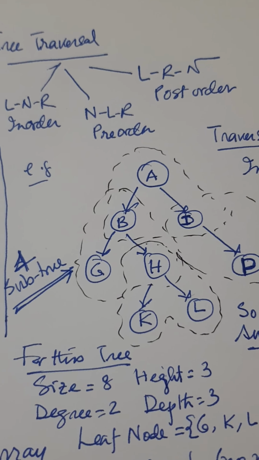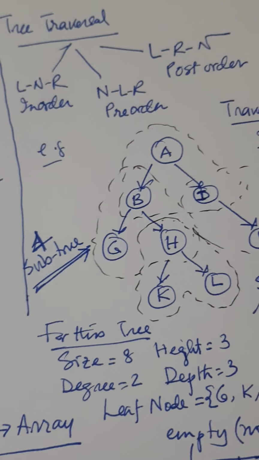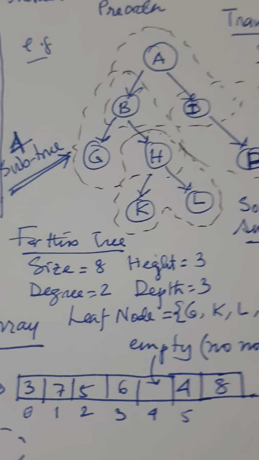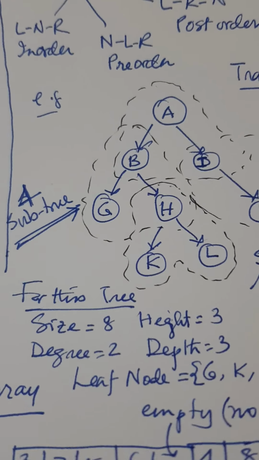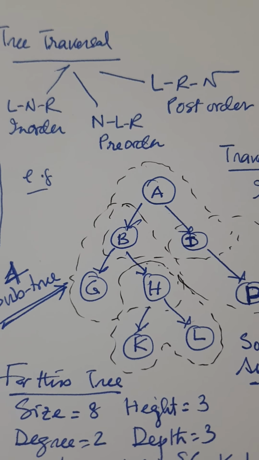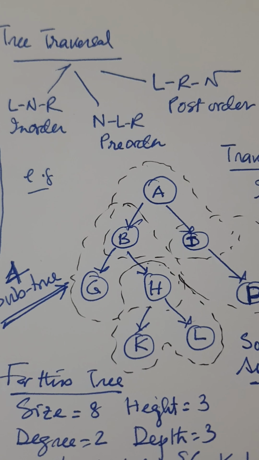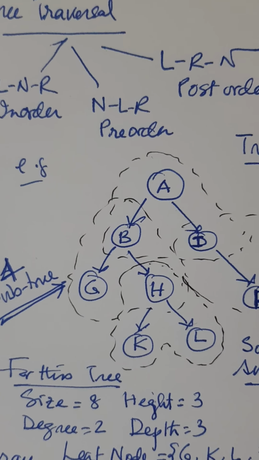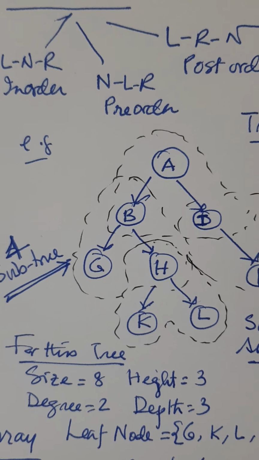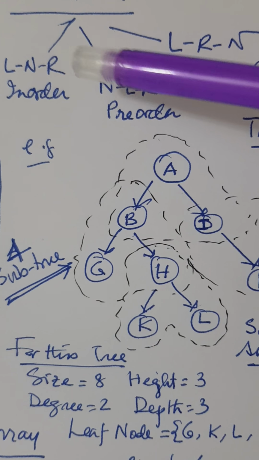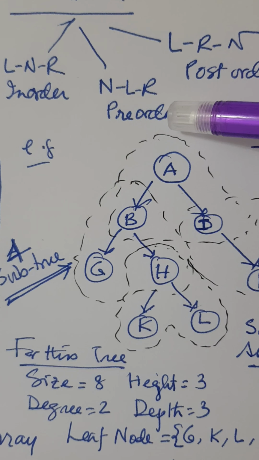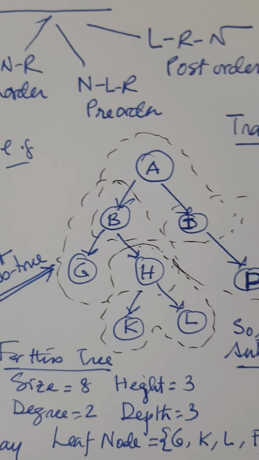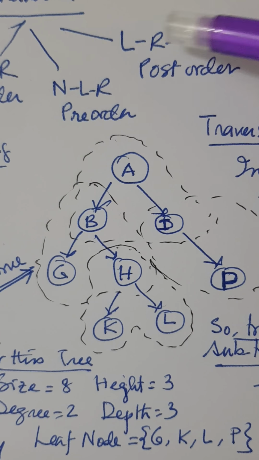Practically, when we talk about tree traversal, we mean how we travel to different nodes from left to right. We have three types of traversal. The in-order traversal means we travel to left, node, right. We have pre-order traversal, which means we go to node first, then left, then right. And we have post-order traversal, which means we go to left, right, and node.